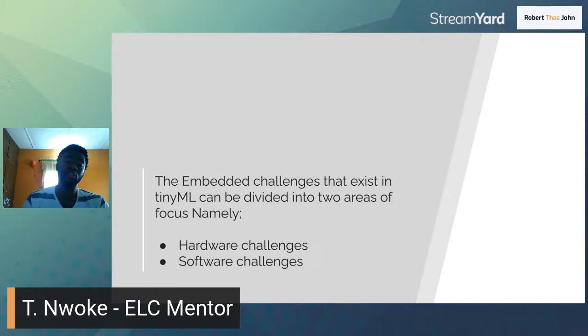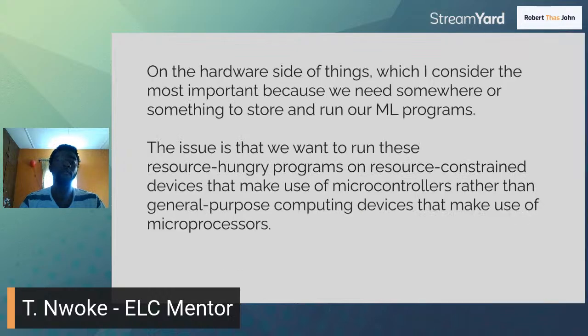So we have the hardware challenges from the embedded perspective, and we also have the software challenges from the embedded perspective. So let's move on to the hardware challenges. On the hardware side of things, which I consider the most important, because to be fair, we need somewhere to run these programs. We need somewhere where we can have this intelligence live, because they can't live on the air. Obviously, they have to live somewhere. So we need something that can sustain them, or where they can exist.